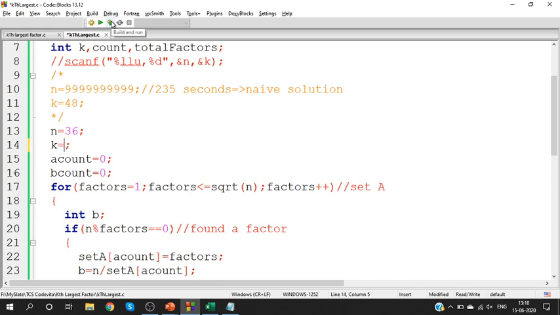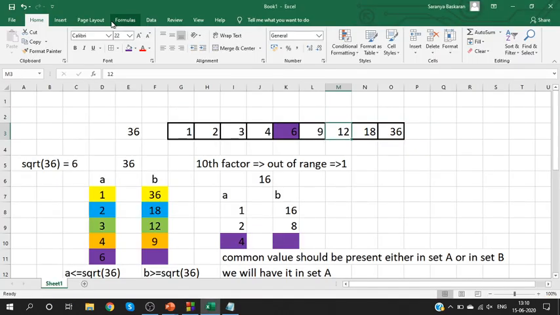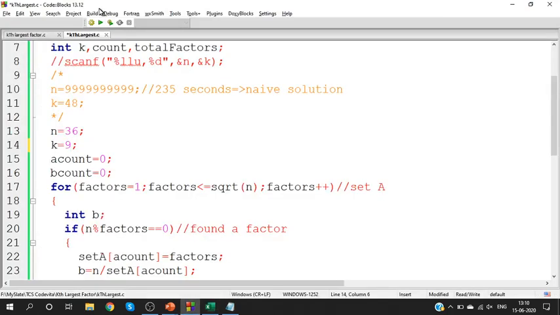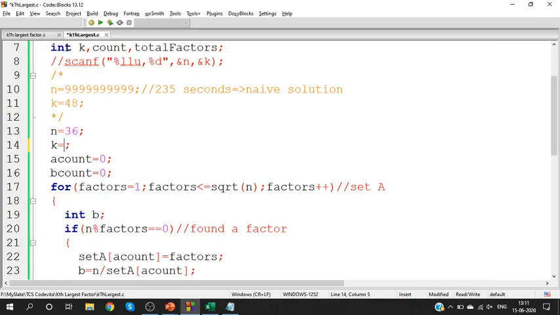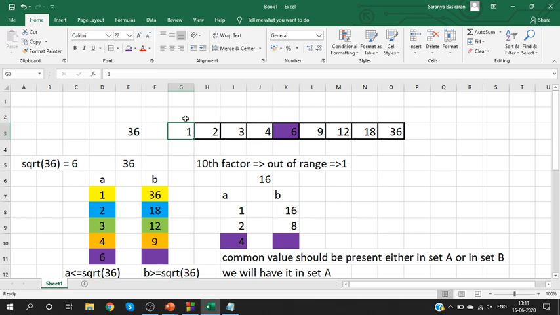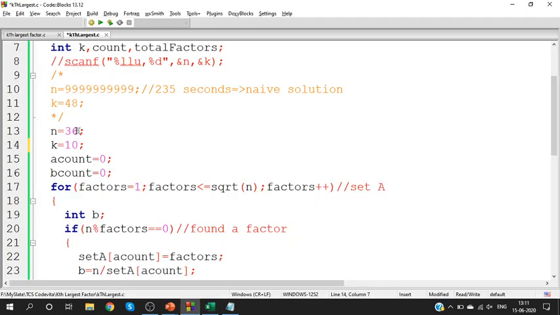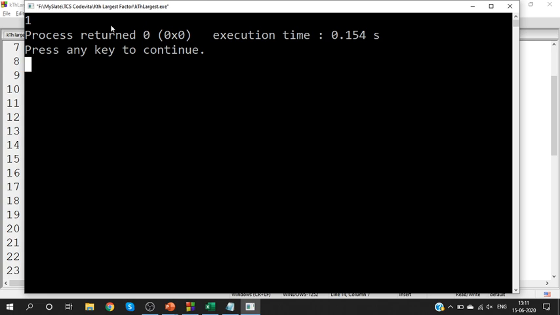Yes. For 36, I need the ninth largest factor. What is the ninth largest factor? 1. Okay. We'll check that. We get the output as 1, working. And if I say the 10th largest factor, 36 has 9 factors, but here we are asking for the 10th largest factor. We don't have a 10th largest factor, so the output will be -1. So the program works fine. It gives me the right output.